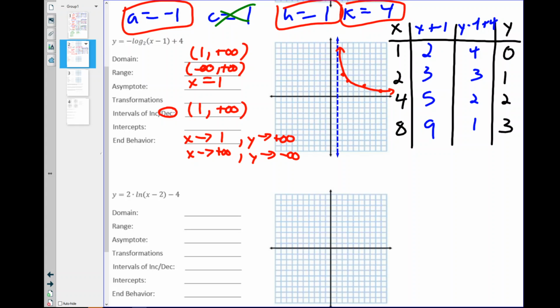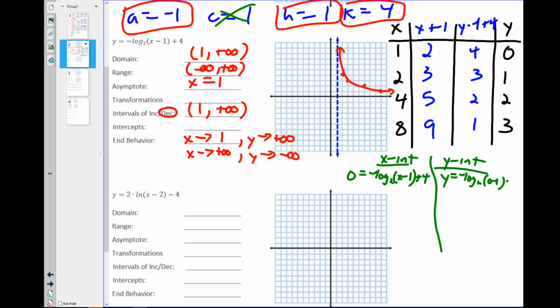Okay, for the intercepts. X-intercept, y-intercept. For x-intercept, we got to put in a 0 for y. So we put in 0 equals negative log base 2 of x minus 1 plus 4. For the y-intercept, we put in negative log base 2 of 0 minus 1 plus 4.